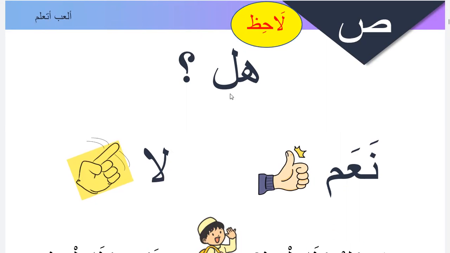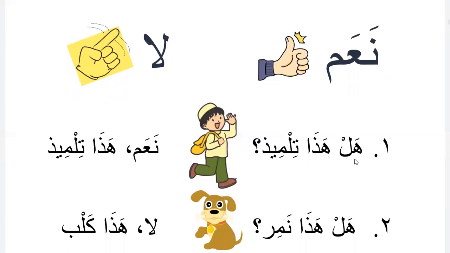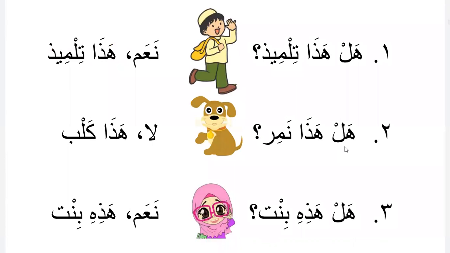Hal means is, are, am. Naam means yes. La means no. Hal haza tilmid? Is this a student? Naam, haza tilmid. Yes, this is a student. Hal haza namir? Is this a tiger? La, haza kalb. No, this is a dog.